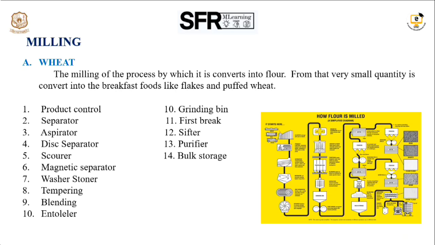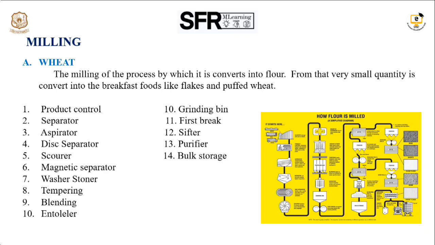Next is the scourer. It is a drum-like structure through which the wheat is passed, with a wheel present inside. All the wheat is rubbed against the surface, so the hair-like structure and the husk are removed during this process. The next one is the magnetic separator.